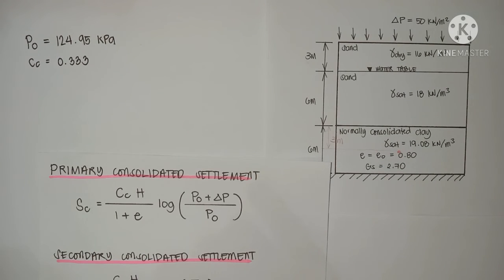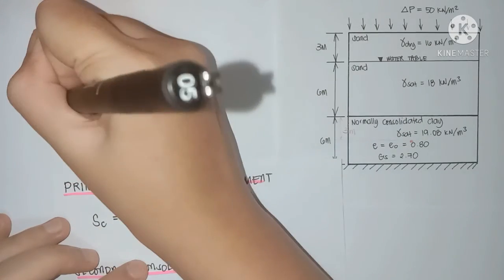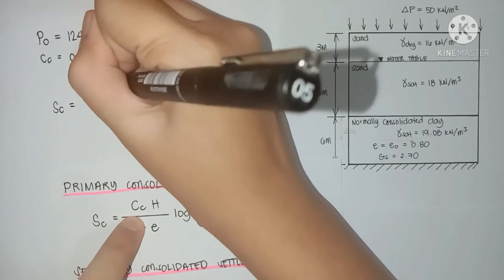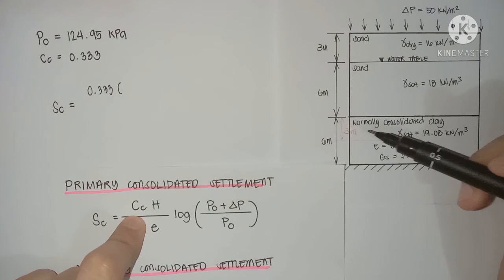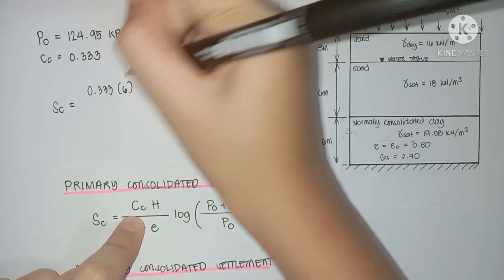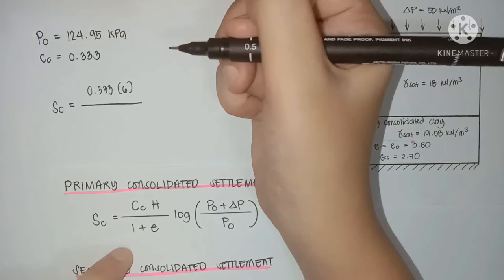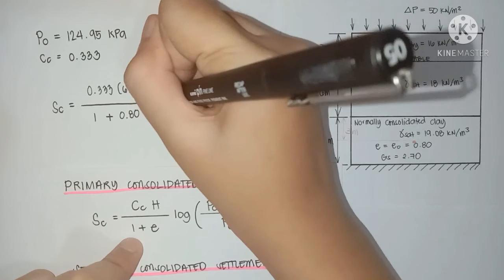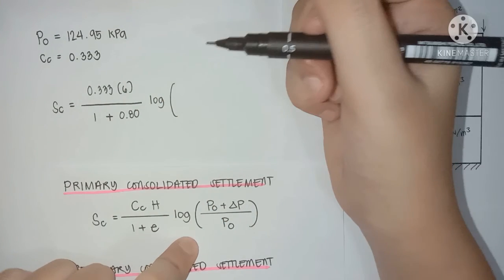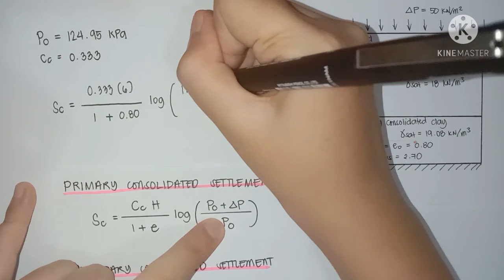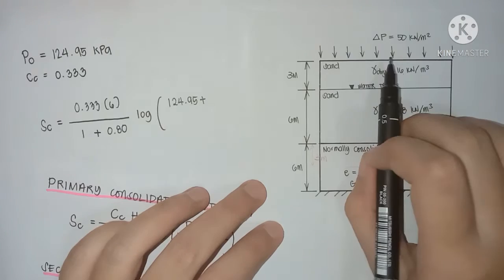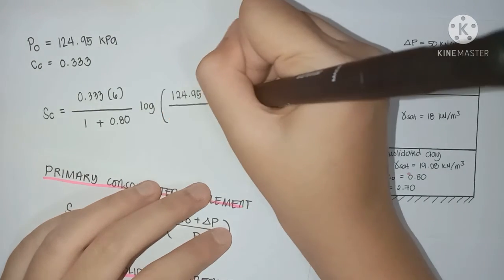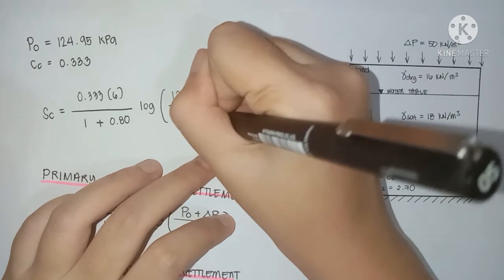So, for number 2, SC is equal to our CC, which is 0.333, times the height of our clay, which is 6 meters, divided by 1 plus our given void ratio of 0.80, times log of our solved P0 of 124.95 plus delta P, which is given as 50 kilonewton per square meter. So, plus 50, divided by 124.95.